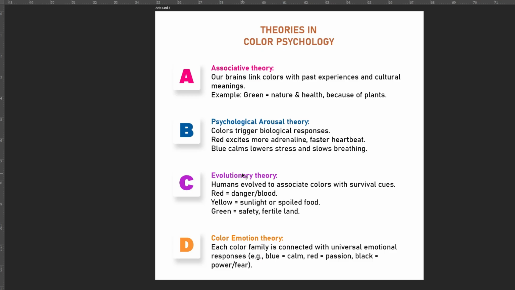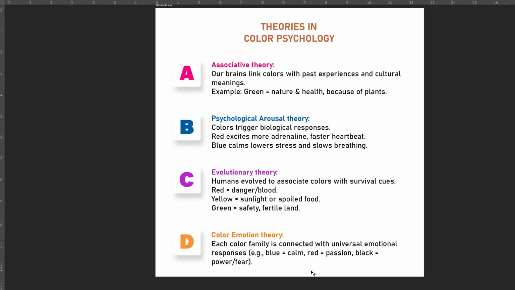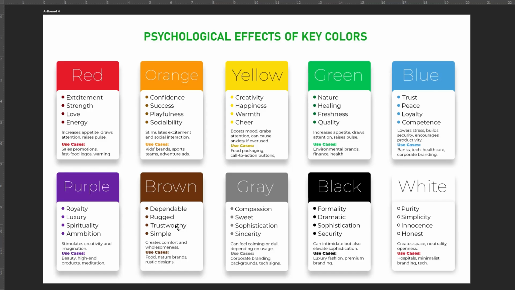Evolutionary theory: humans evolved to associate colors with survival cues. Red, danger or blood. Yellow, sunlight, spoiled food. Green, safety, fertile land. And we have color emotion theory. Each color family is connected with universal emotional responses. Example, blue is calm, red is passion, black is power, fear. So we are finally here at the main purpose.